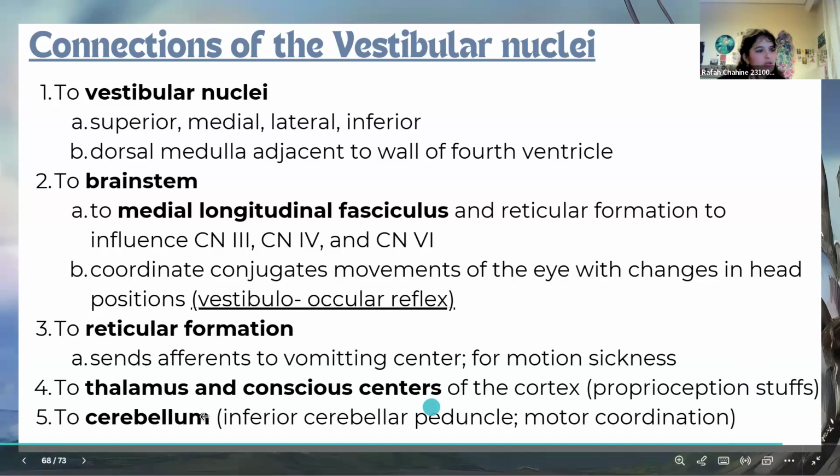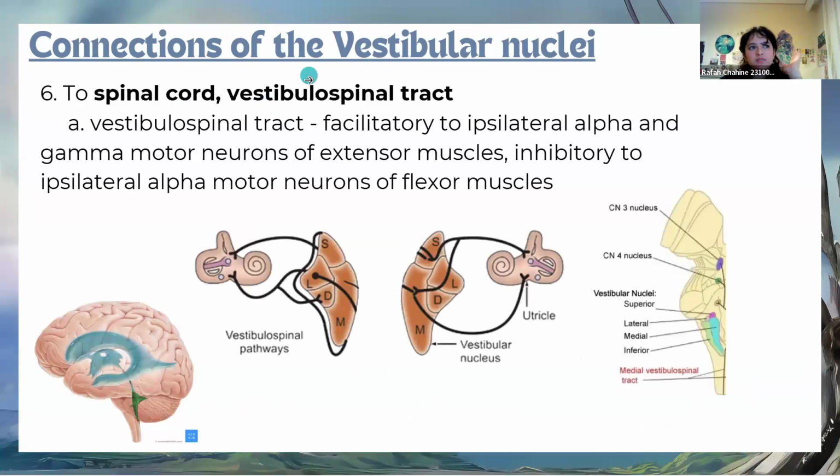And that is the proprioception stuff. Then for the cerebellum, specifically, it will go to the inferior cerebellar peduncle, okay? And that's for motor coordination. And then finally, it will go to the spinal cord through the vestibulospinal tract. And that is for the facilitatory to ipsilateral alpha and gamma motor neurons.